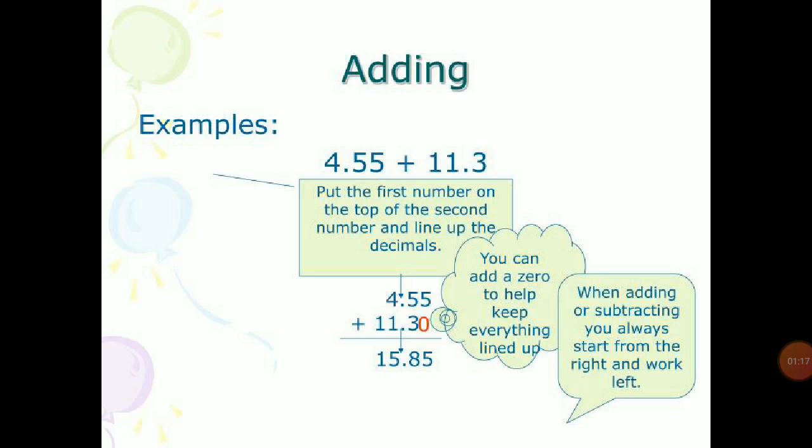So the addition of 4.55 plus 11.30: 5 as it is, 5 plus 3 is 8, 4 plus 1 is 5, and 1 as it is. So the addition is 15.85.